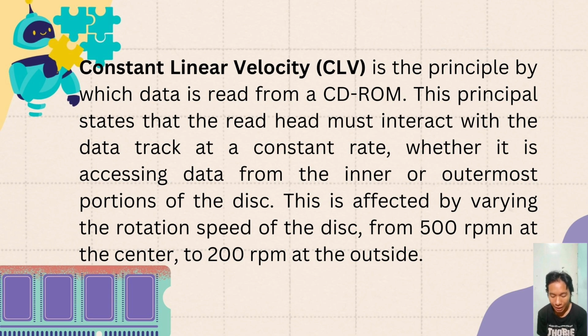Constant linear velocity refers to an object moving at a steady speed in a straight line. It's a fundamental concept in physics and is essential for understanding motion. Linear velocity describes how fast an object is moving in a specific direction. It's measured in units like meters per second or kilometers per hour. For example, a car traveling at a constant 60 kilometers per hour on a straight highway has constant linear velocity.